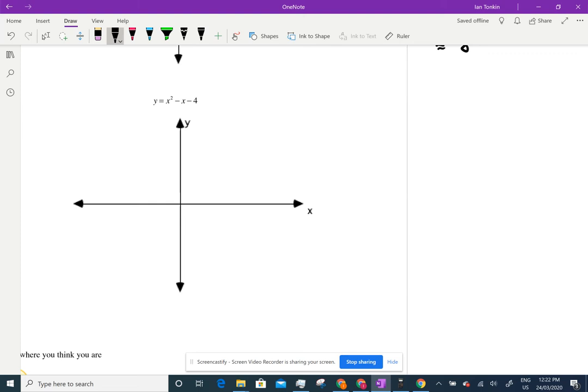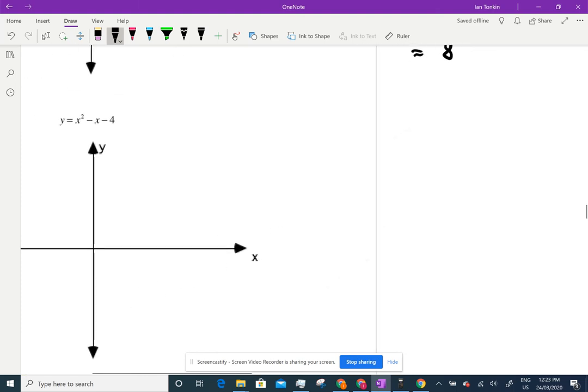Y equals x squared minus x minus 4. Well, straight away, we know it's a positive parabola. So we'll go and write it over here. y equals x squared minus x minus 4. We know it's a positive parabola because there's a positive 1 there. We know it has a y-intercept of minus 4. So minus 4, it's going through there. So I know this thing has roots because it's a positive parabola. It's going to cut the x-axis.